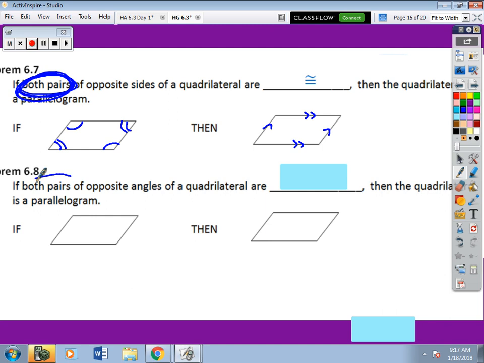If both pairs of opposite, oh, I did this one wrong. I didn't read. I'm sorry. It said sides in this one. I read the second one and marked the first one. I apologize. You could just draw an arrow and change sides to angles if you wanted to. So this one was supposed to be both pairs of sides. This one was supposed to be both pairs of angles. So if both pairs of angles this time are congruent, then it is a parallelogram.